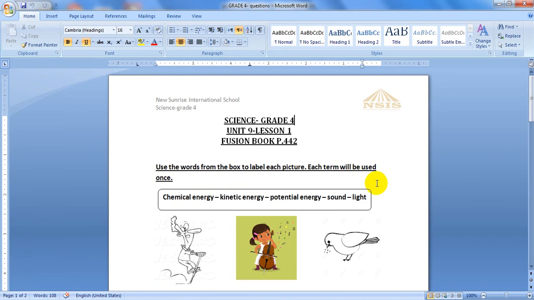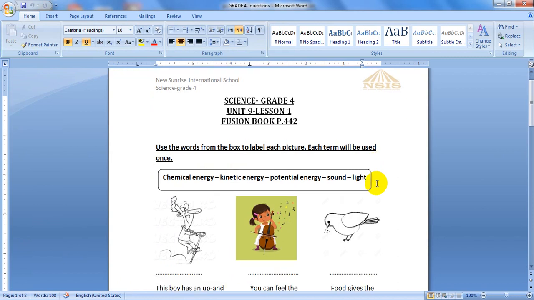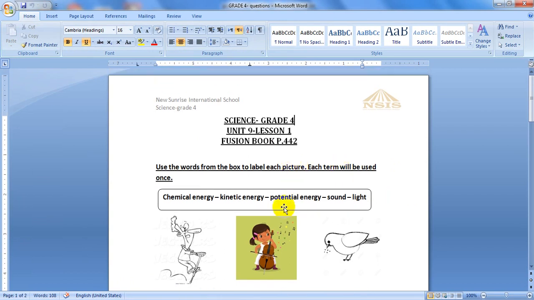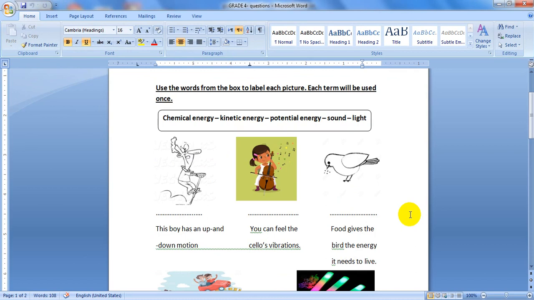Now I have a question which is already in your books, so please open your books, page 442. You will find this question. You will use these words in the box to write the correct one below each picture. Here you have some words to help you: chemical energy, kinetic energy, potential energy, sound, and light.